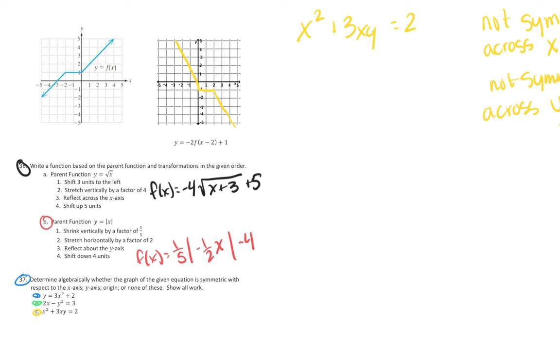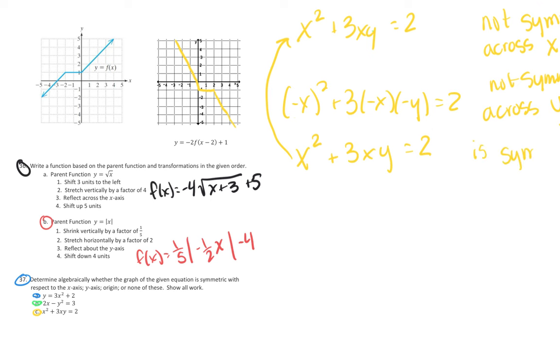Checking if it's symmetric across the origin, we plug in a negative x and a negative y. So then we're going to have negative x squared plus 3 times negative x times negative y equals 2. This negative x squared is going to turn into a positive x squared, and these negatives are going to cancel out here, so we're still going to have that plus 3xy equals 2. So now this function is the same as our original function, so it is symmetric across the origin.